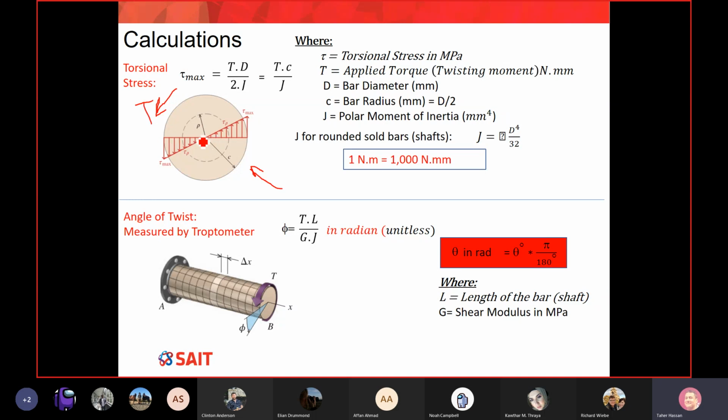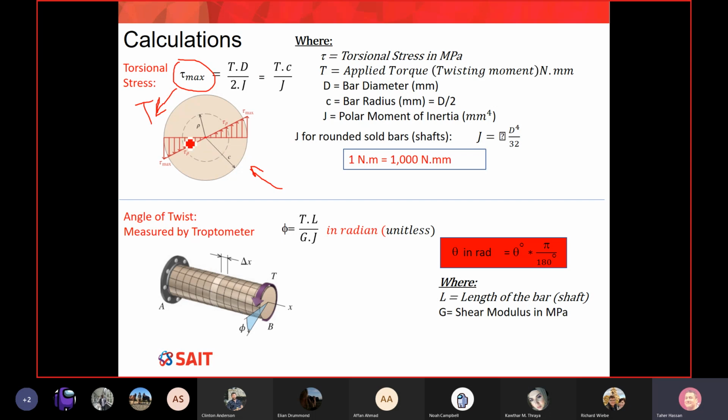What happens here is there will be stresses on the cross section, and those stresses are not normal stresses, those are shear stresses. We call them tau. So we use tau here, and it's not T. We use a Greek letter called tau. This tau here varies. At the center line, at the center of your cross section, there is no stress. So the tau is equal to 0.